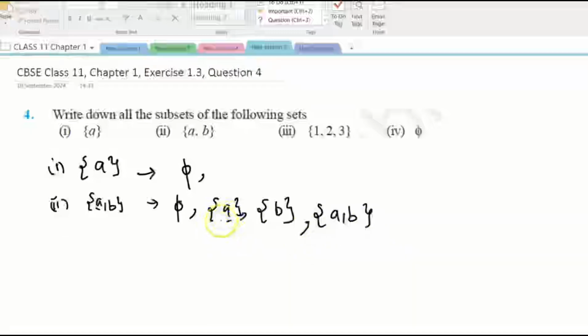Okay, so first we will make pairs of 1, 1, and then 2, 2, and then 3, 3, whatever number of elements we have. So there are only 2 elements. So we have first the empty set, which does not contain any element. Then we write the sets with 1 element, and then we write the sets with 2 elements, which is all we have in this set. Okay, let's write the next part.